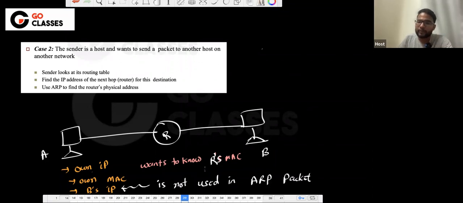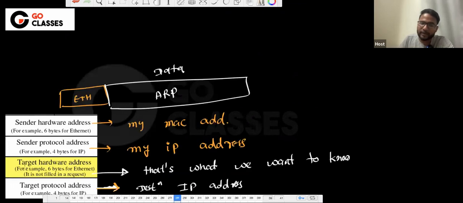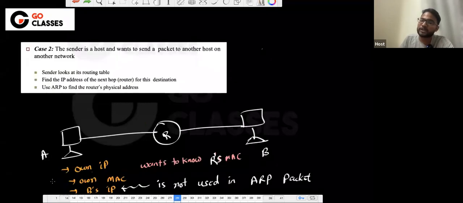So this is the ARP packet. In the ARP packet, the sender IP and sender MAC address are filled in, but the target hardware address will just be blank. The target IP address will be the router IP address, not B's IP address. Is this okay to everyone?